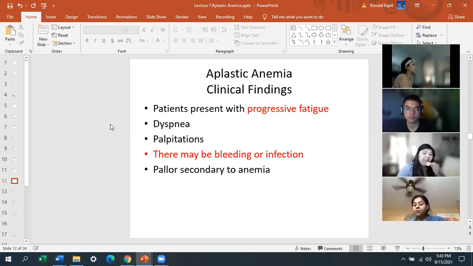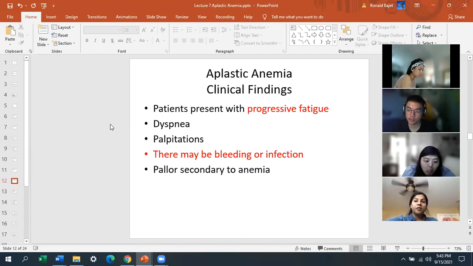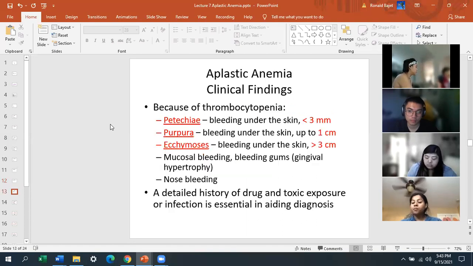What about infection? Lack of white blood cells. Right. White blood cell function is to protect you against bacteria, viruses, or whatever. If you don't have white blood cells, those are your cells that protect you. If you don't have those cells, then you're prone to infection. Okay. And then pallor secondary to anemia. All right.